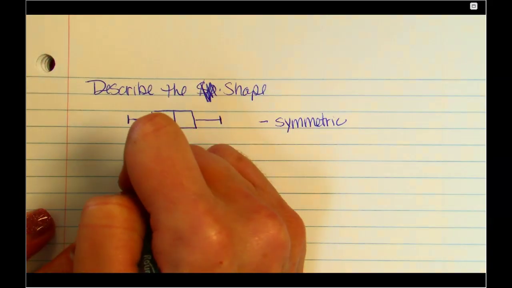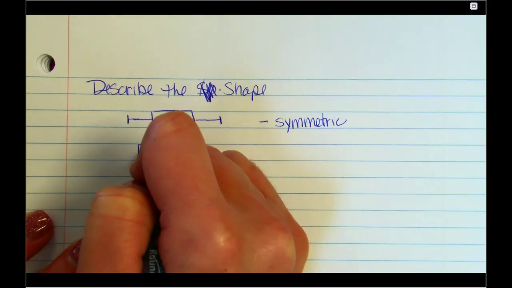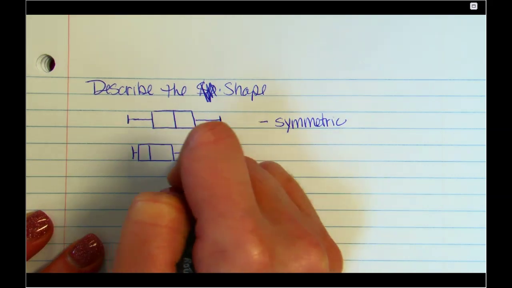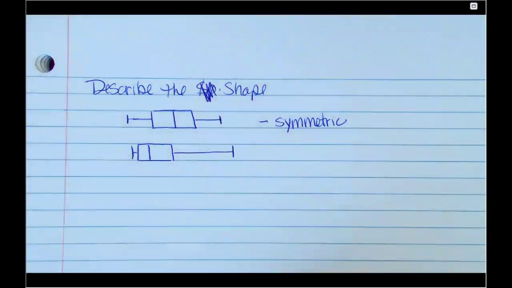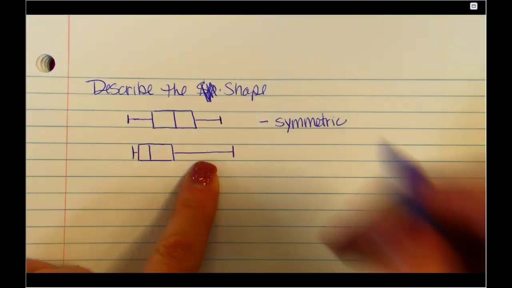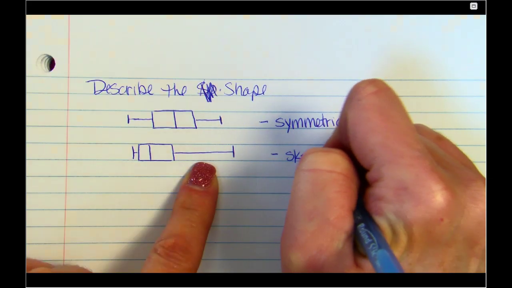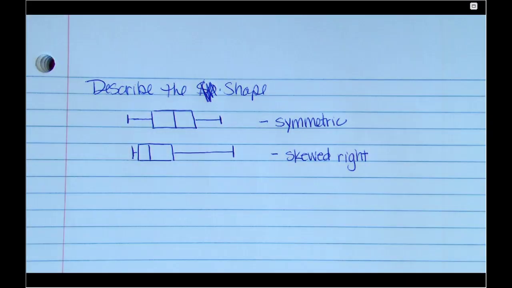There is another thing. Looks like this. Doesn't matter where your median is in here. But if it has a long right side tail, so if this right side is longer, this is called skewed right. Skewed is a funny word. It's a K, skewed right.